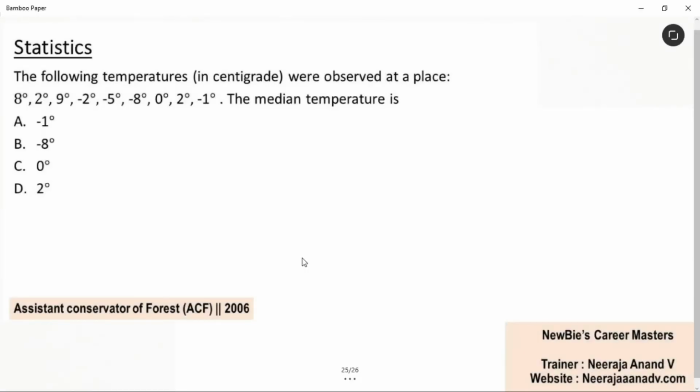Newbies, last question of this video. Let's solve the question. This question is also from statistics. The following temperatures in centigrade were observed at a place. These are the values. Okay. The median temperature is. Newbies, very simple to find median. Okay. What you have to do is very basic step.